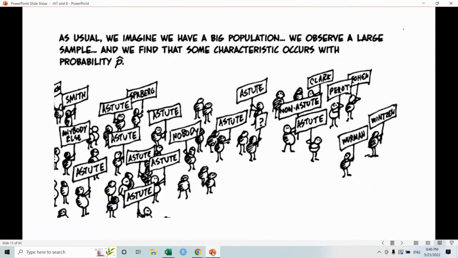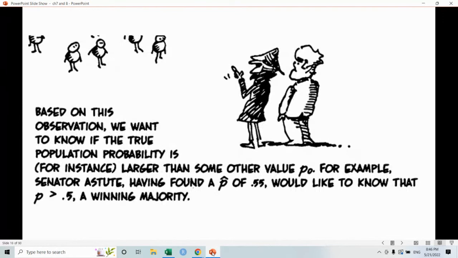As usual, we imagine we have a big population. We observe a large sample, and we find that some characteristic occurs with probability P hat. Based on this observation, we want to know if the true population probability is, for instance, larger than some other value P0, P naught. For example, Senator Astute, having found a P hat of 0.55, would like to know that P is greater than 0.5, a winning majority.